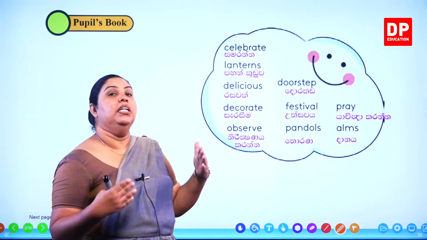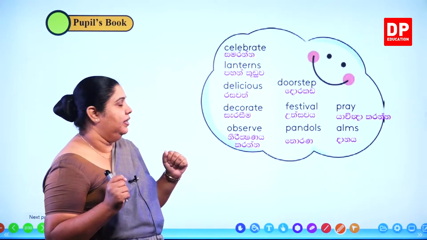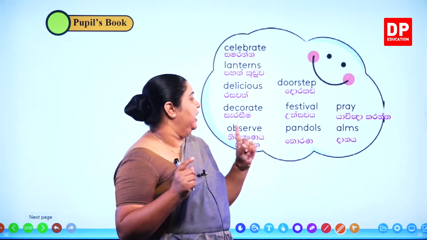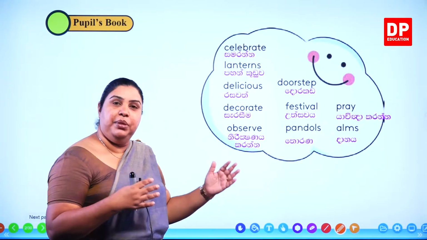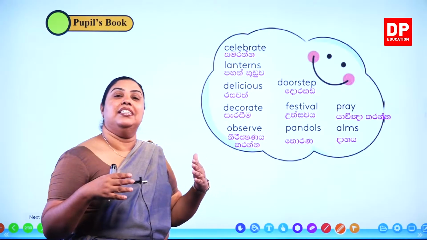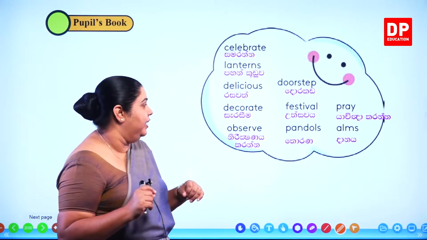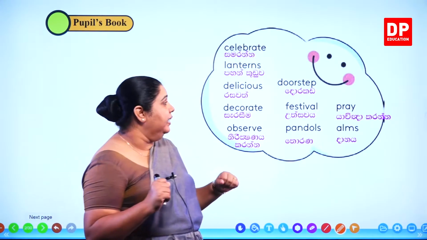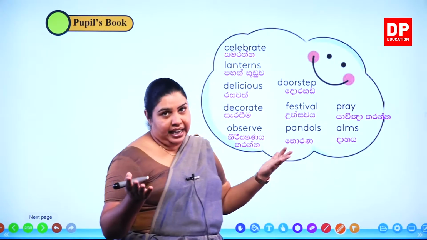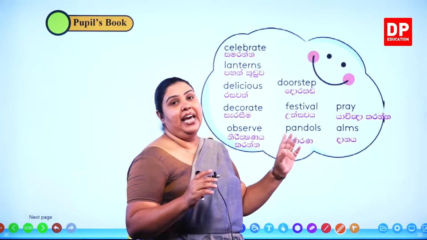Then we have doorstep. Doorstep. D-O-O-R-S-T-E-P. Doorstep. Then we have festival. F-E-S-T-I-V-A-L. Now we have been talking about festivals throughout the lessons that we did. So you have to learn the spelling of the word festival as well. Then we have pandals. Torana, pandal. P-A-N-D-O-L-S. Right? Then we have the word pray. P-R-A-Y. That is very easy. Pray. Arms. A-L-M-S.